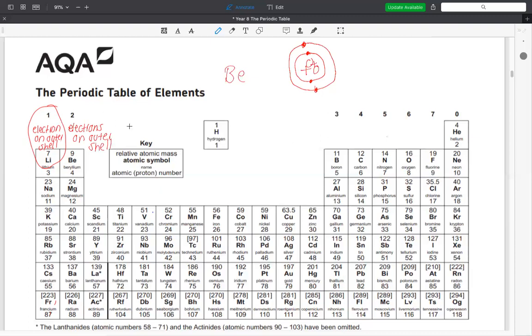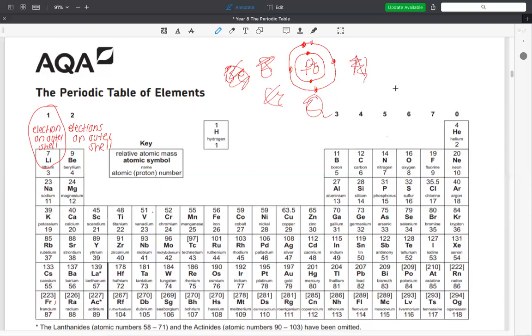Hopefully you can understand that. Again, similarly, in group 3, they're going to have 3 electrons on the outer shell. So boron's going to have an extra one, and then group 4, carbon, is going to have an extra one. Sorry, I forgot group 5. So group 5, for example, nitrogen, it's going to have 5 on the outer shell.